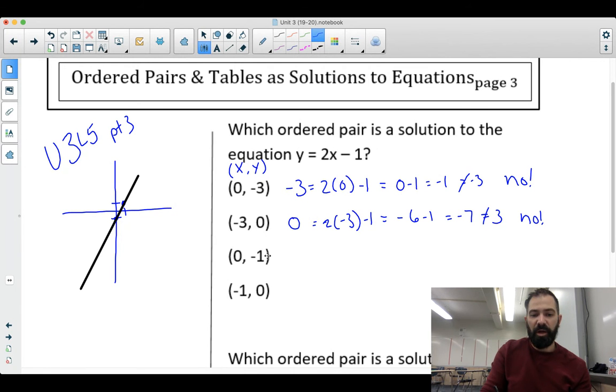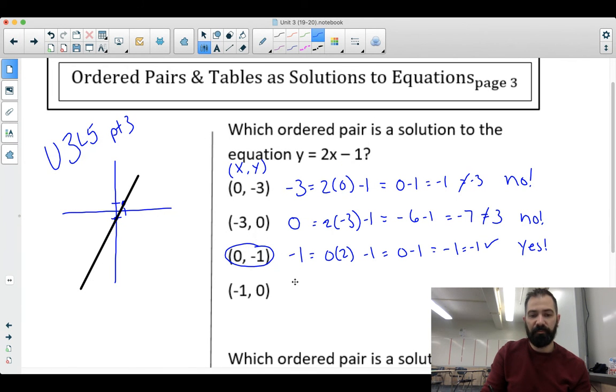Next, you have y is -1, and you want 2 times 0 minus 1. 2 times 0 is 0, minus 1, which equals -1. Does -1 equal -1? It does. That is a solution. The ordered pair (0, -1) is a solution.